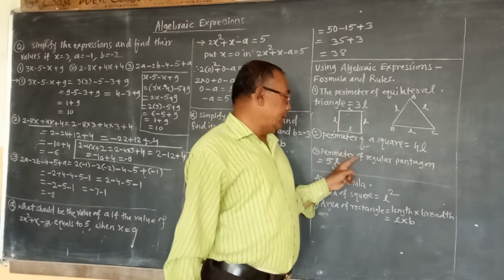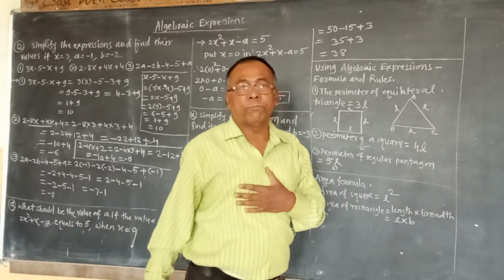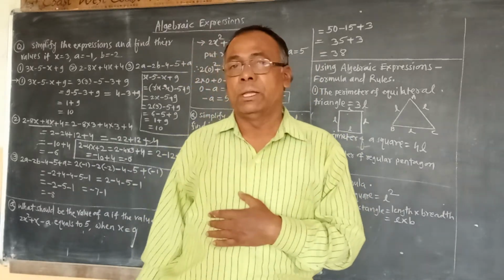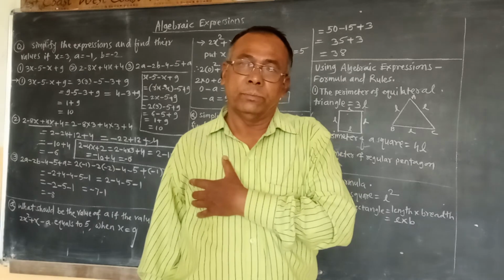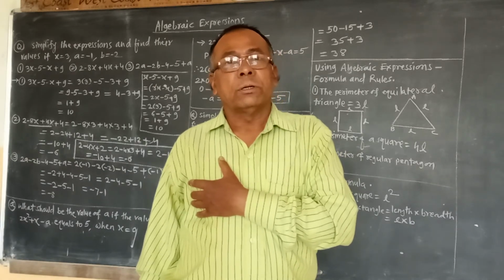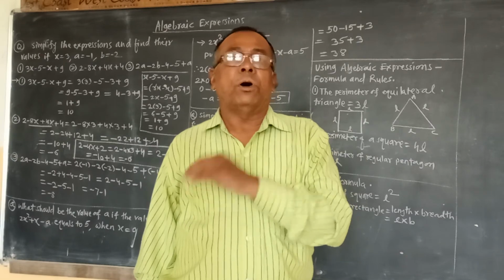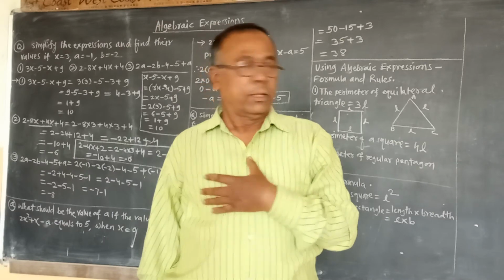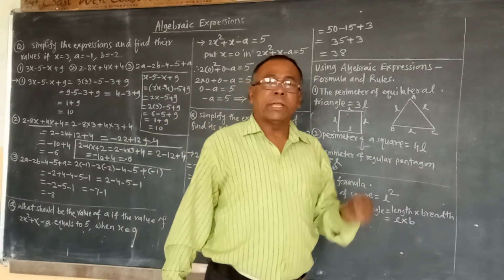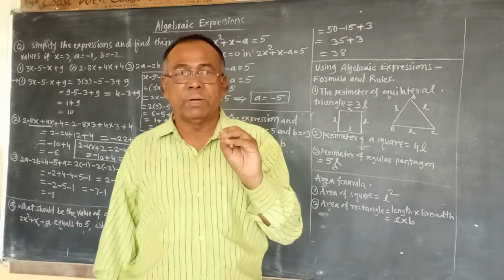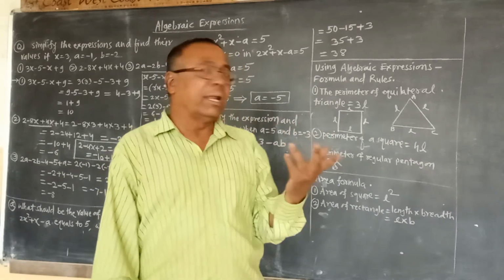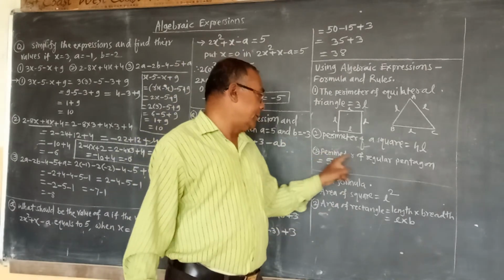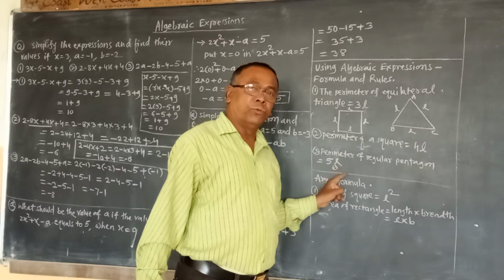Then perimeter of a regular pentagon. Regular pentagon means if all the sides of the pentagon are equal, then it is called as a regular pentagon. Or regular polygon, if all the sides of the polygon are equal, then it is called as a regular polygon. Here pentagon has 5 sides which are equal in length. Let L be the length of each side of the pentagon. Then perimeter of a regular pentagon, it will be 5L.